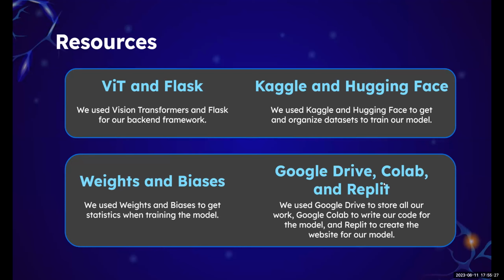So to train this model, we use many different resources. For backend framework, we use Vision Transformers and Flask to find and organize data sets. To train a model, we use Kaggle and Hugging Face. To get statistics when training the model, we use Weights and Biases, and we use Google Drive to store work, Google Colab to write the code for the model, and Replit to create the website.